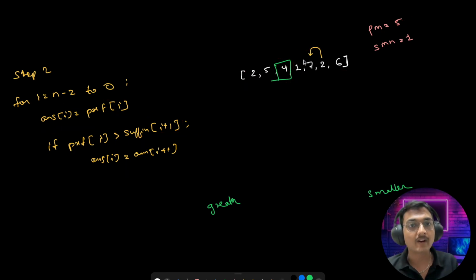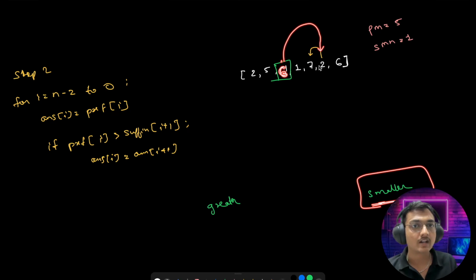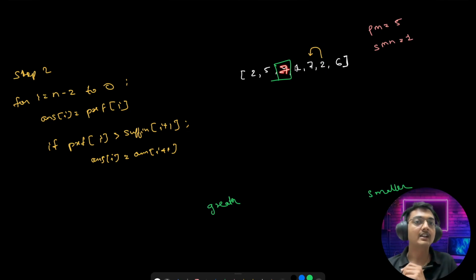Now let's see why this answer is valid. We will move step by step. This is 6. What will be my approach? I can move to the right and to a smaller number, and from these two I can definitely go to 7. So with that I can reach the 7 here.